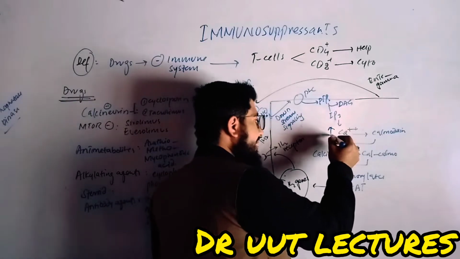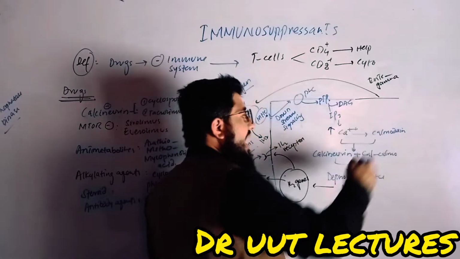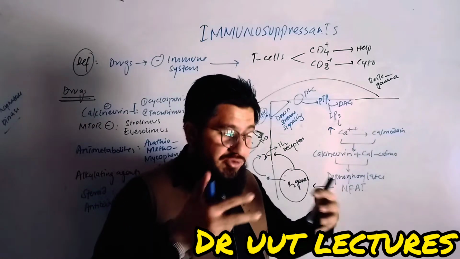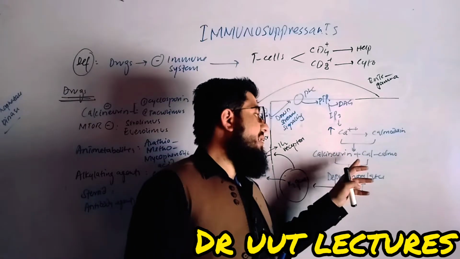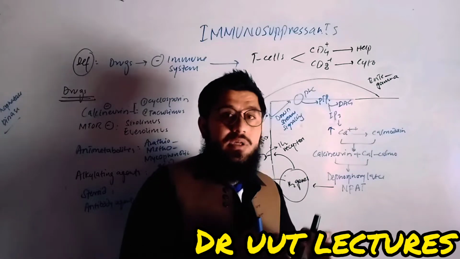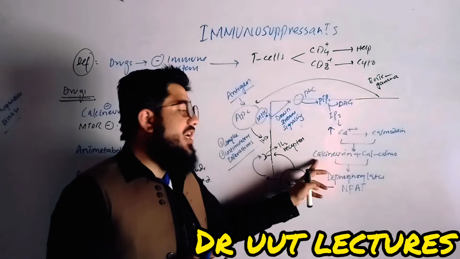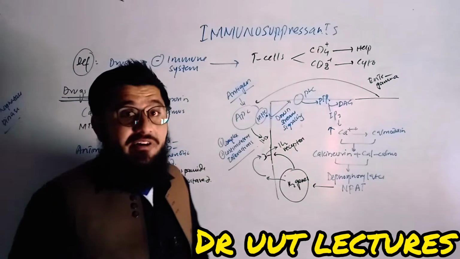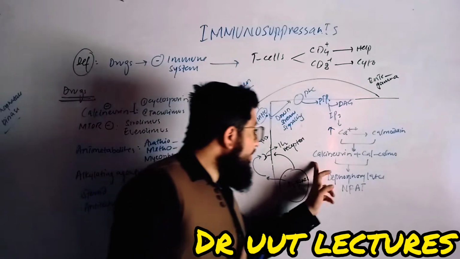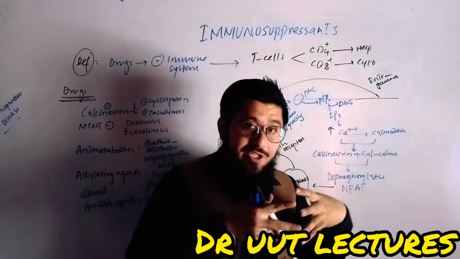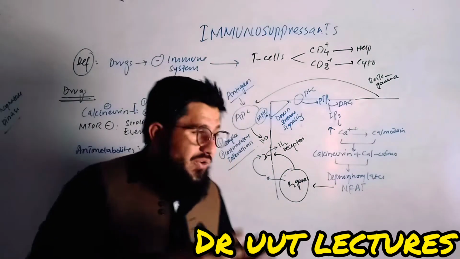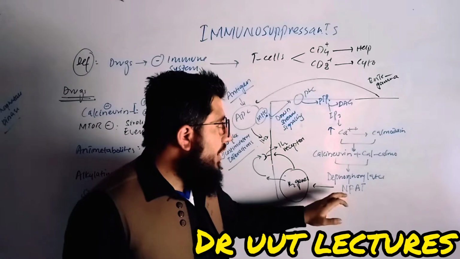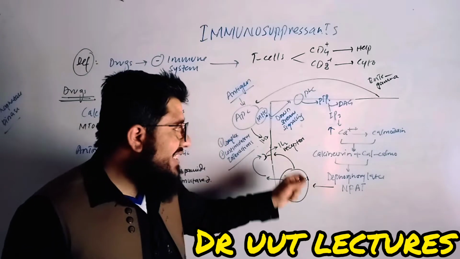Now, what is happening here? Calcium is increasing, and that is then interacting with calmodulin. When calmodulin and calcium interact, they form a complex known as the calmodulin complex. That will then interact with calcineurin. Now, this calcineurin is actually a phosphatase enzyme. When calcineurin and calmodulin interact, this complex will go towards NFAT, nuclear factor of activated T cells.